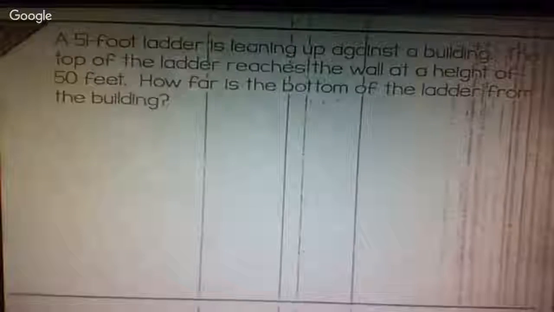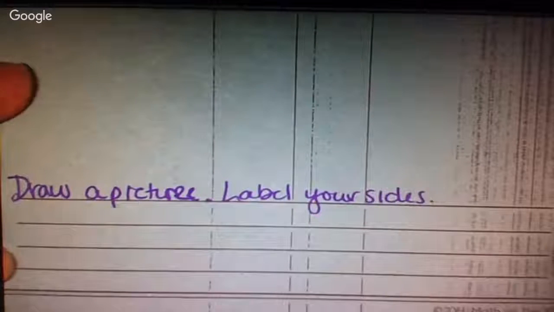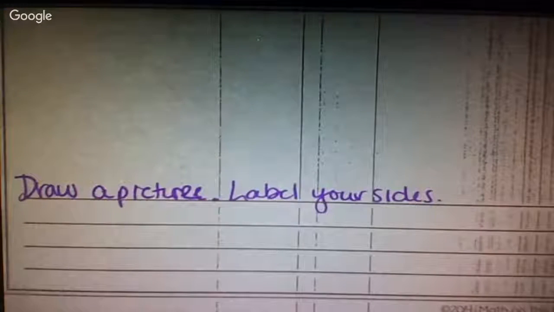All right. When they give you a word problem, what's the first thing I told you to do when they give you a word problem? Draw a picture. Once they draw the picture, they would then what? Label the sides. So I can draw any picture. Draw a clown face. Okay. We have to explain that to her. Draw a picture. Label your sides.